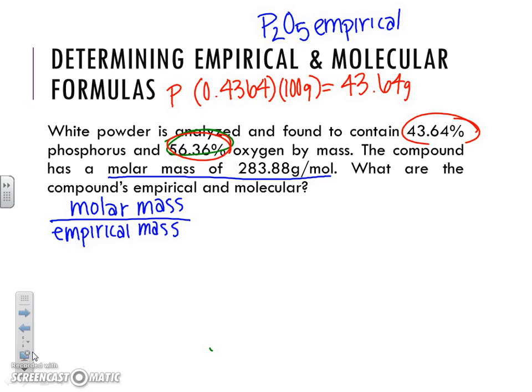And we calculate the empirical mass in the same way we would calculate the mass for any compound. So I'll take the number of times phosphorus is in the compound multiplied by the molar mass of phosphorus, and then I will add the number of times oxygen is in the compound times the molar mass of oxygen. And when I add those two together, I get 141.948 grams per mole.